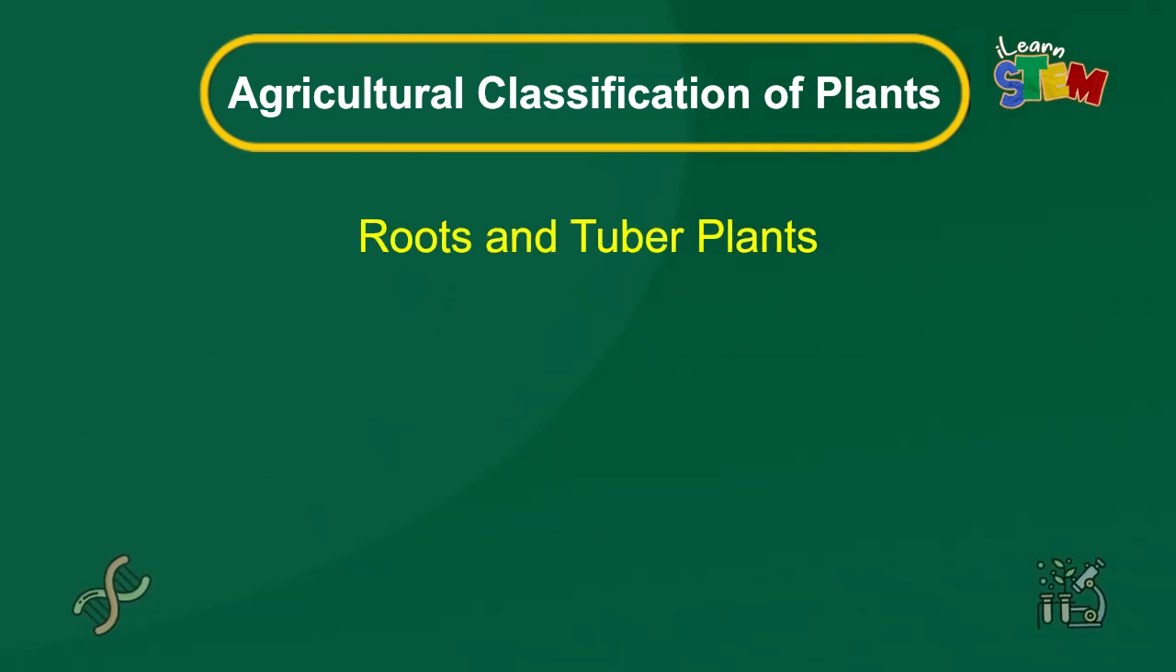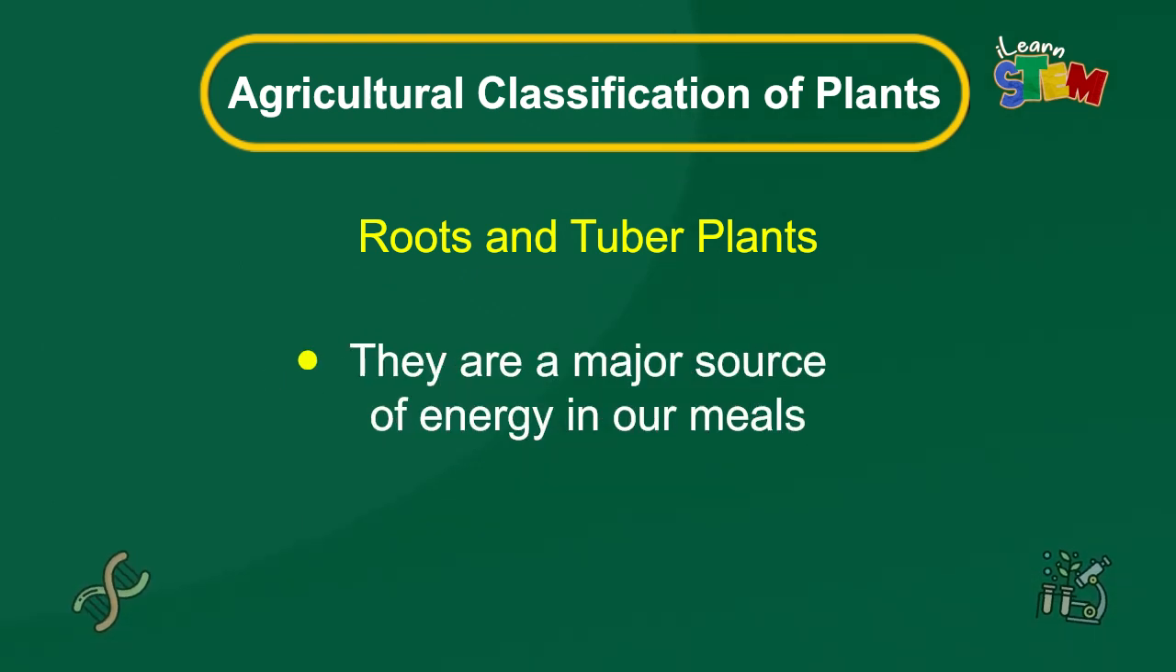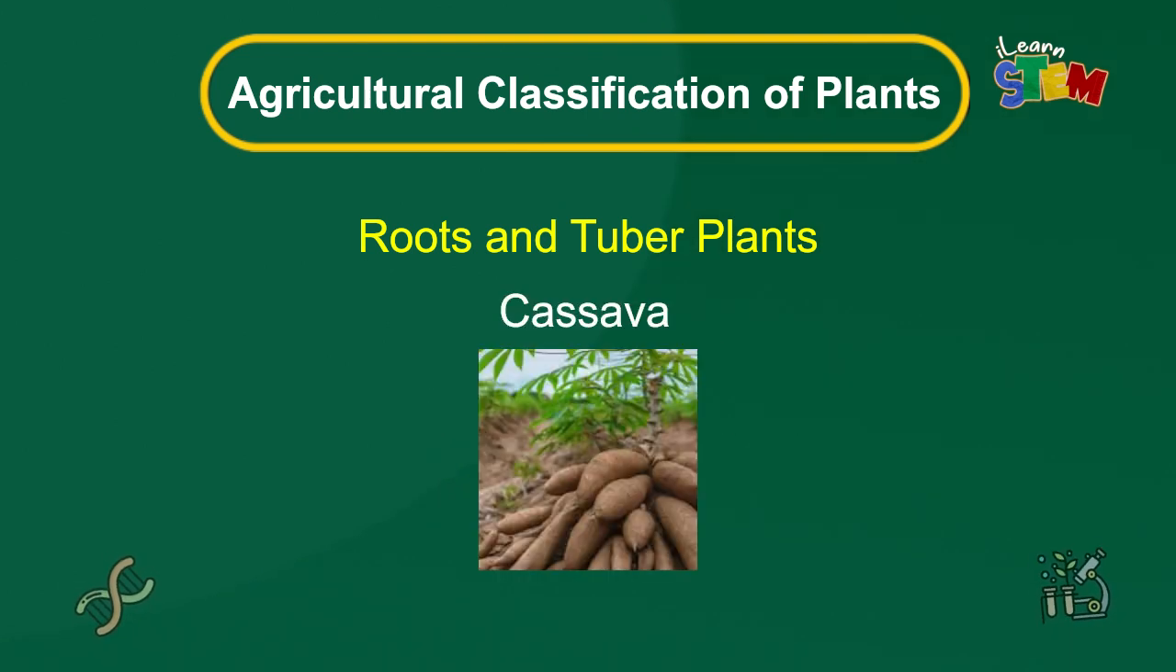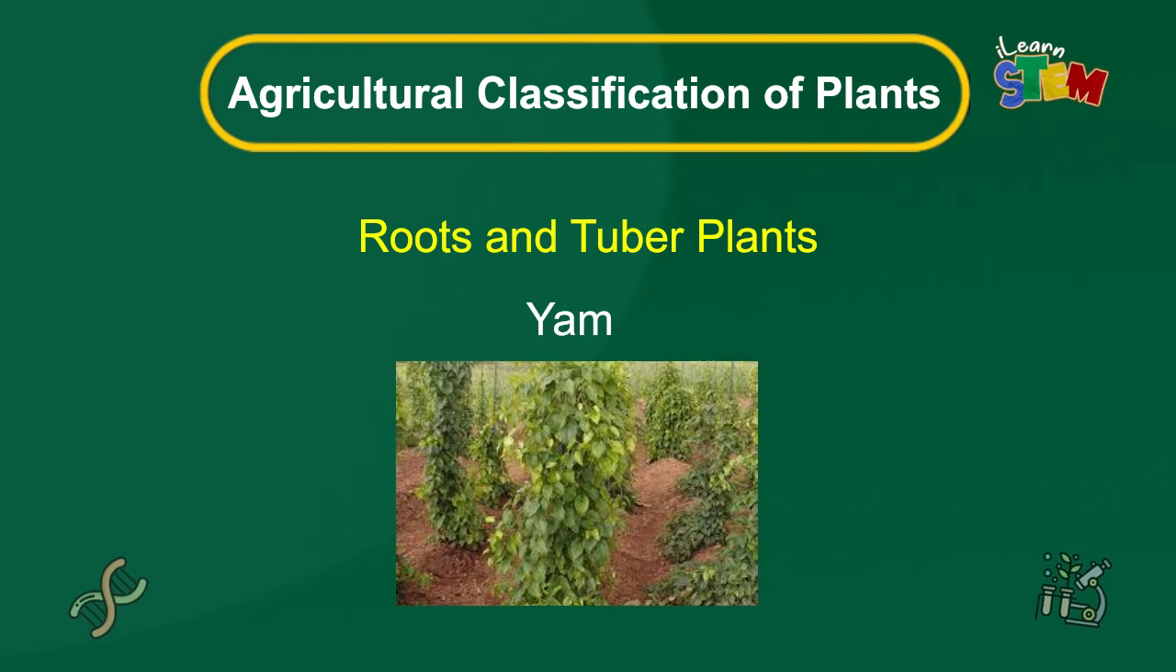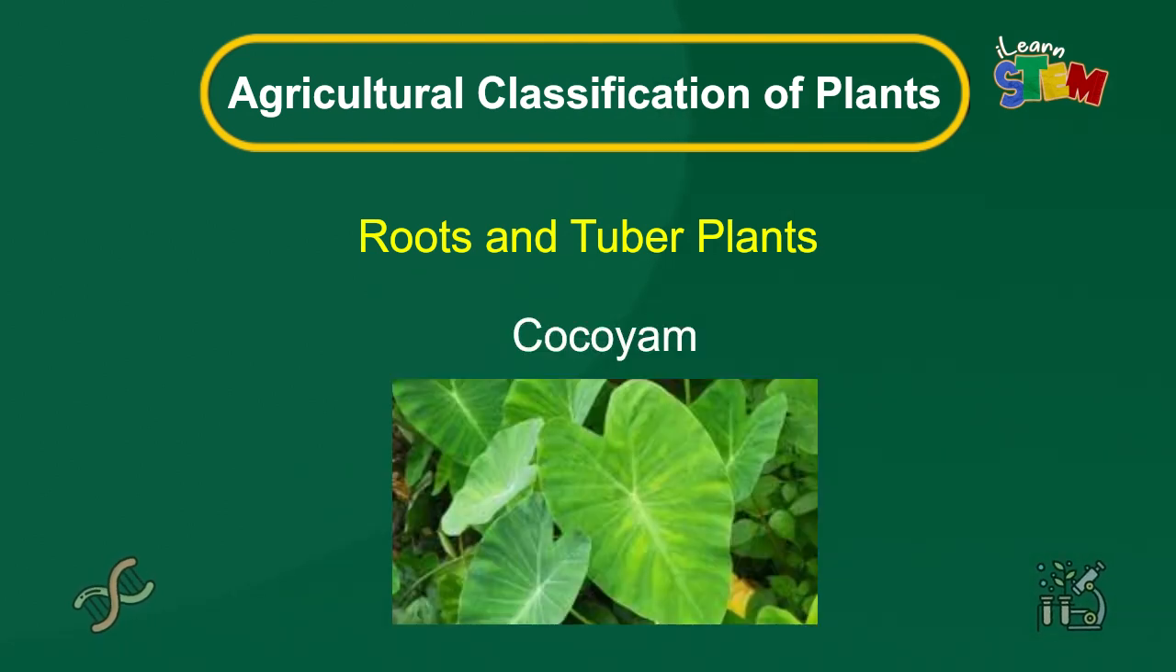Let's look at roots and tuber plants. These are plants that produce tubers under the ground. They are a major source of energy in our meals. Examples: cassava, yam, sweet potato, cocoyam, and many more.